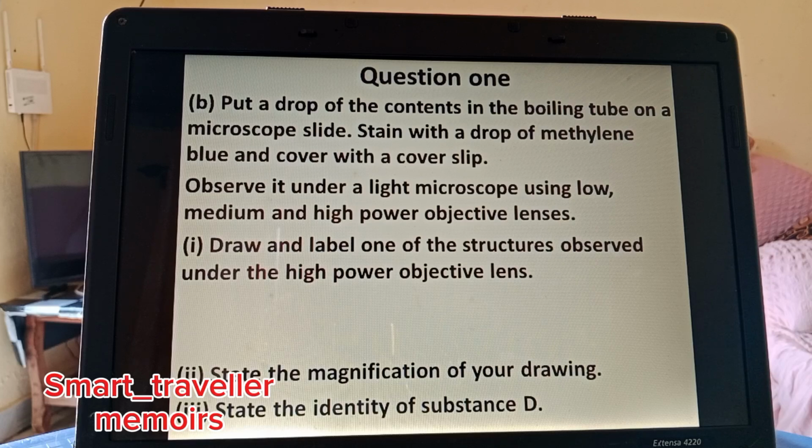In B, after assembling the apparatus and waiting for 15 minutes, you put a drop of the contents in the boiling tube on a microscope slide. Stain with a drop of methylene blue and cover with a cover slip. Observe it under a light microscope using low, medium, and high power objective lens. Draw and label one of the structures observed under the high power objective lens. And in Roman 2, you state the magnification of your drawing, and Roman 3, you state the identity of substance D.